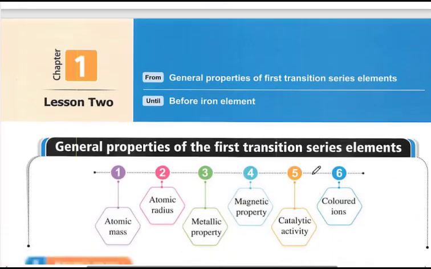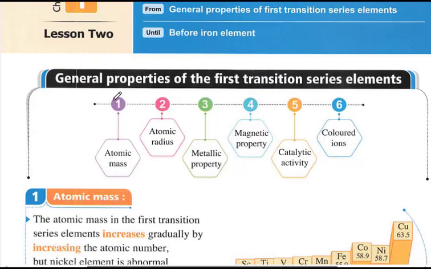So here we will speak about the general properties of the first transition series elements. We will speak about the atomic mass.